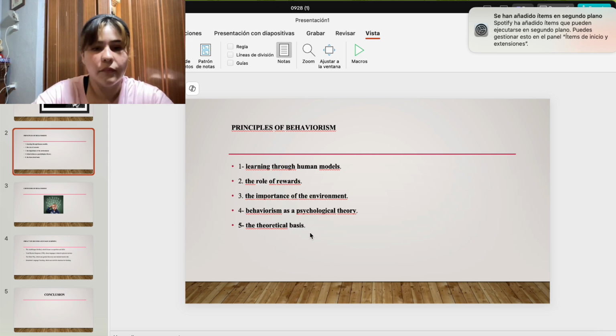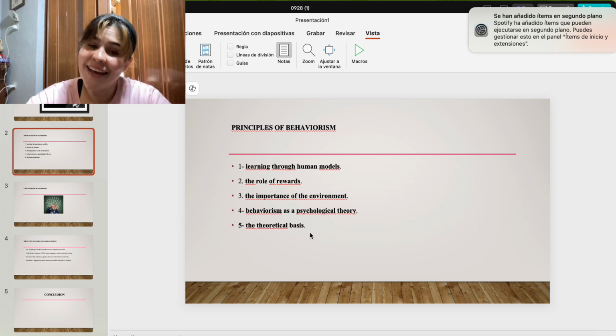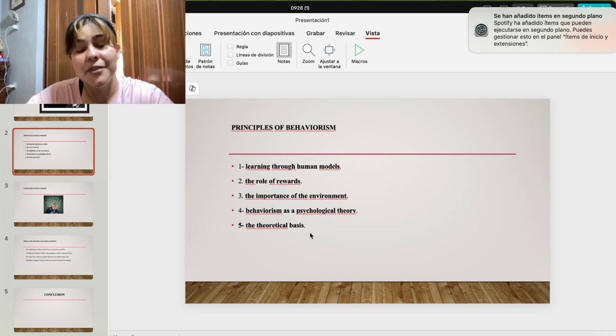Two. When a child tries to speak or imitate sounds, they often receive praise, smiles, or affection. This reward reinforces learning. For example, if a child says milk and the mother smiles and gives milk, the child finds it rewarding and repeats it.